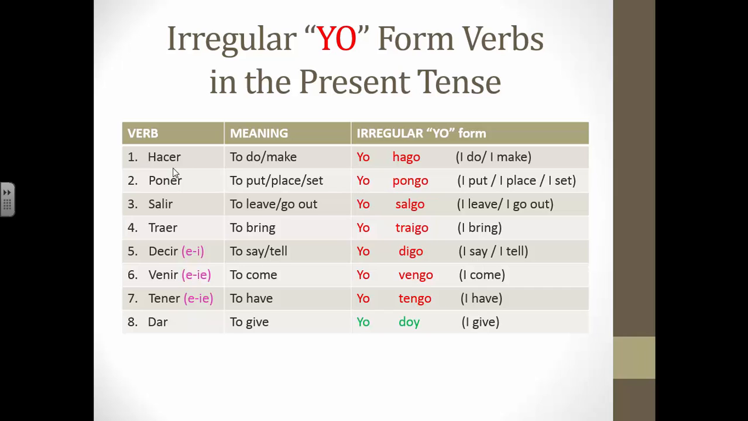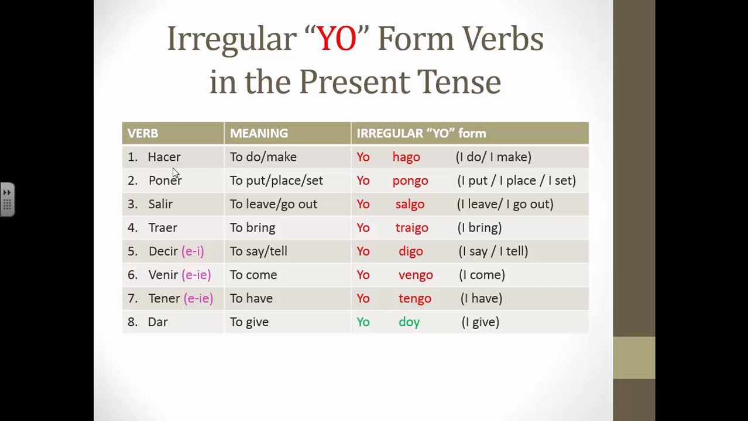Hacer, which means to do or to make, okay? It is an irregular yo only. So notice you don't say haco, you say yo hago, okay? So when you drop the ER, you also have to drop the C and then you put go on the end, okay? So you have to memorize these, and it's only in the yo form that it's weird, okay?